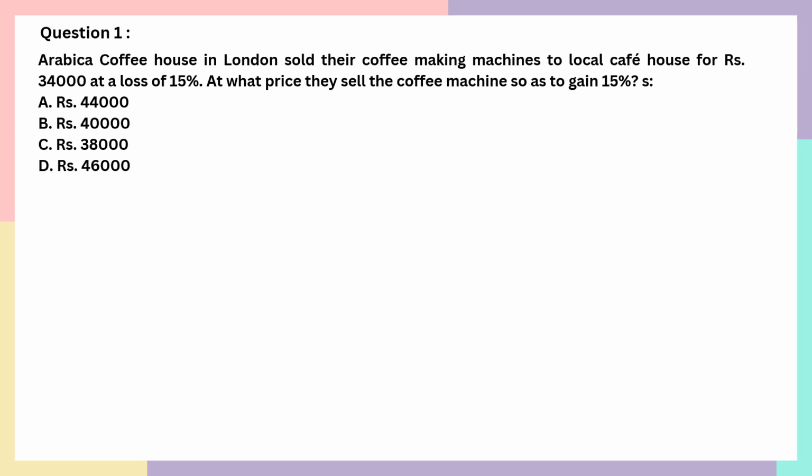Now let's see. So here given is that at a 15% loss, the Arabica Coffee House in London sold their coffee machine. So the selling price in the first condition is 34,000, and we have to find the selling price at a 15% gain. I hope you clearly understand the question. Now let's see the solution.